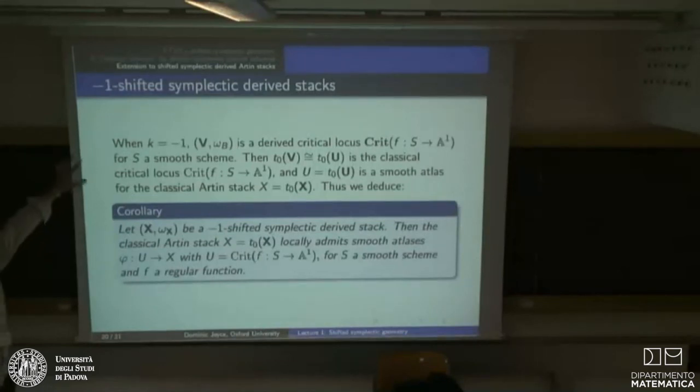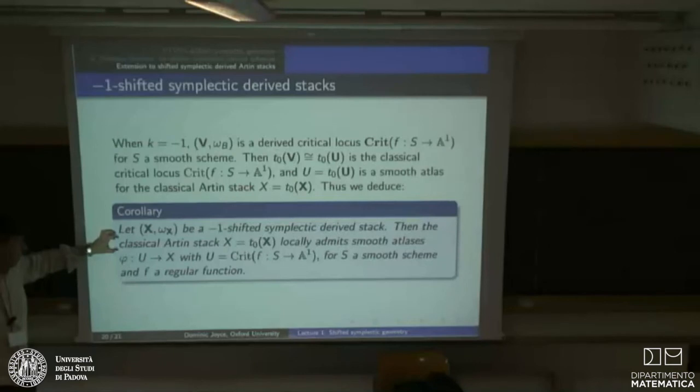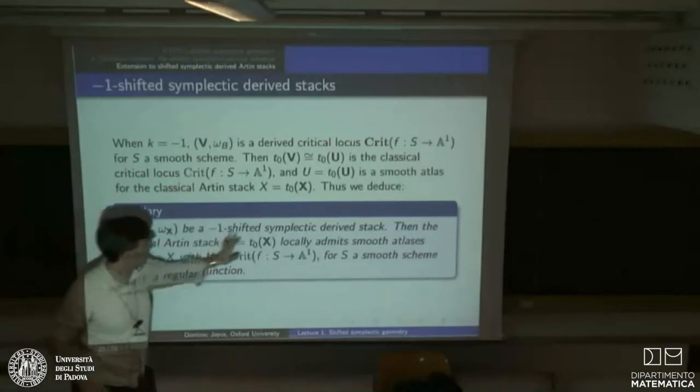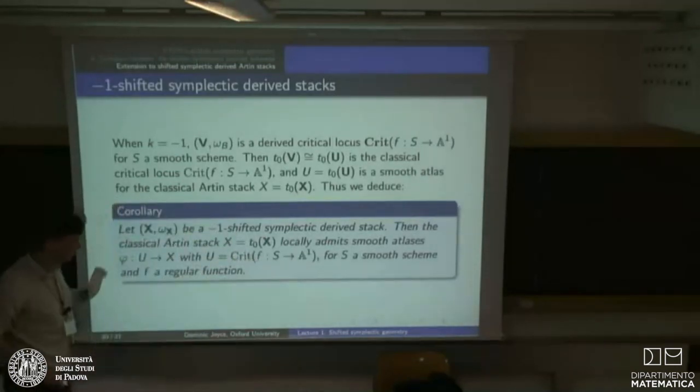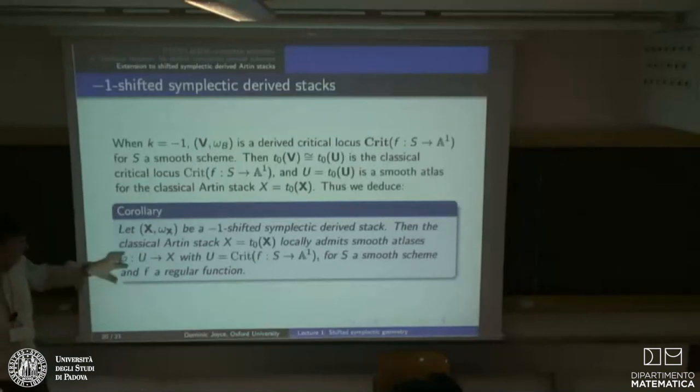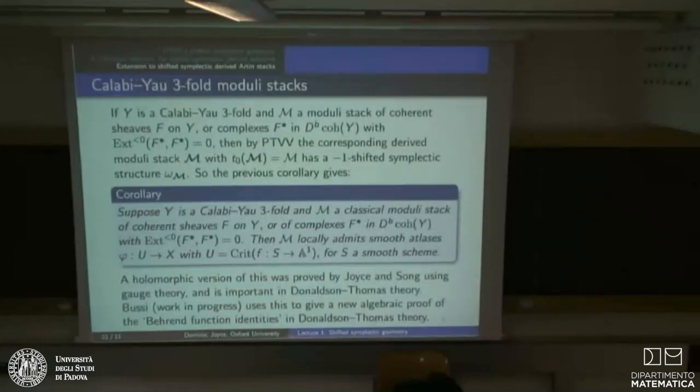So in the minus one shifted symplectic case, this tells us that a classical Artin stack with a minus one shifted symplectic structure has smooth atlases which are locally critical loci in the classical sense. So the reason we don't need a U and a V in this case is because the U and the V in my previous theorem actually have isomorphic classical derived stacks, because the difference is in degrees minus 1 and lower, minus 2 and lower actually in this case.